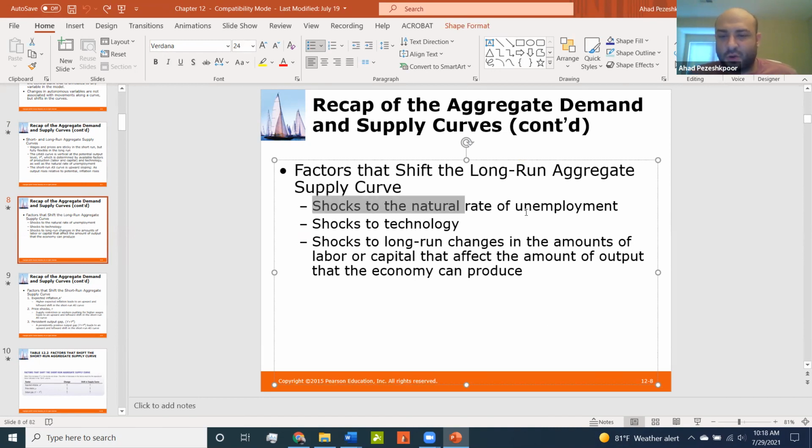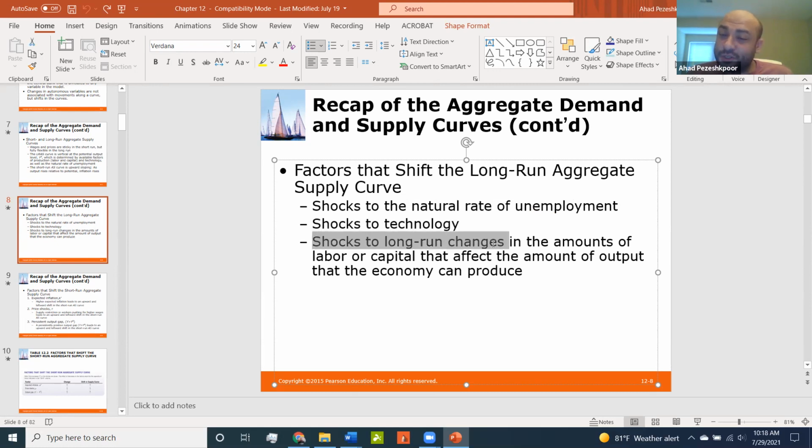Shocks to the natural rate of unemployment. Shocks to technology. By shock, I mean a good thing or a bad thing. Are you improving your stock of technology? Are your scientists well-funded? Are they publishing new research? Are they achieving new things, making new devices? Is Elon Musk doing what he does best, or is he trading in Bitcoin? Things like that.